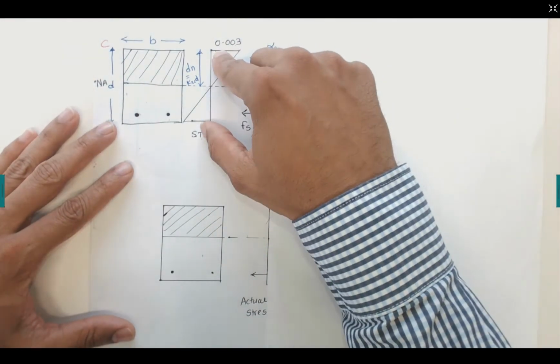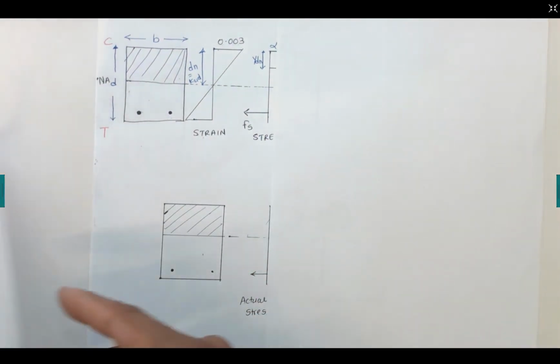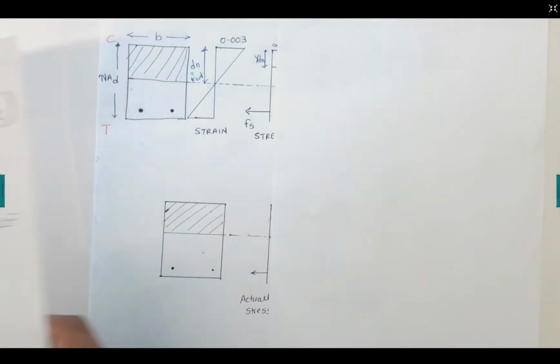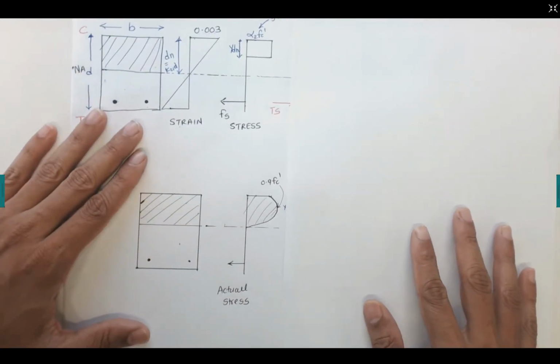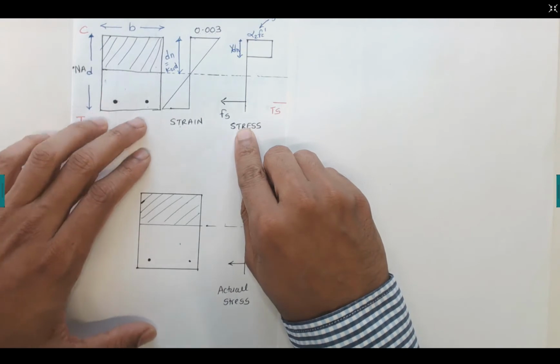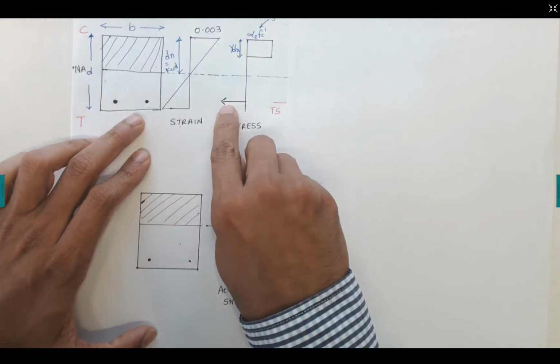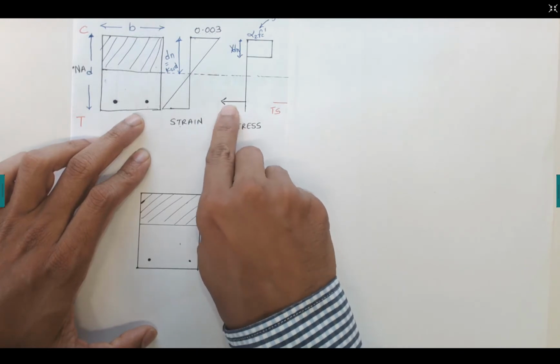Now once you know the strain, as I mentioned, we have procedures to find the strain, and we can go calculate the stress. Calculating the stress in the steel is quite easy. Once you know the strain of the steel, we can multiply it by the Young modulus to get the stress.